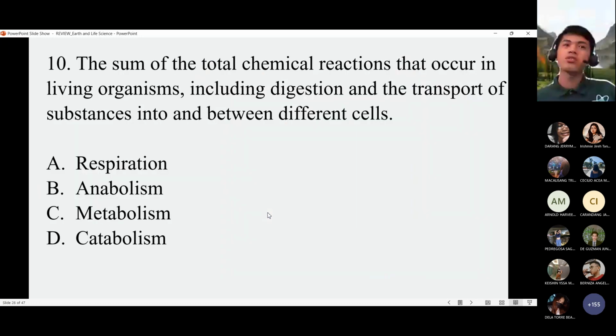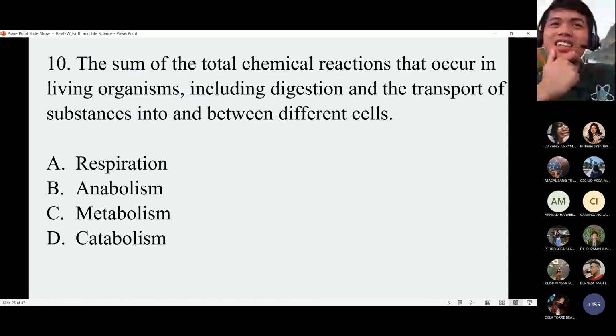Now let's move on to the next question. The sum of the total chemical reactions that occur in living organisms, including digestion and the transport of substances into and between different cells. A. Respiration. B. Anabolism. C. Metabolism. D. Catabolism. Is it A, B, C, or D?